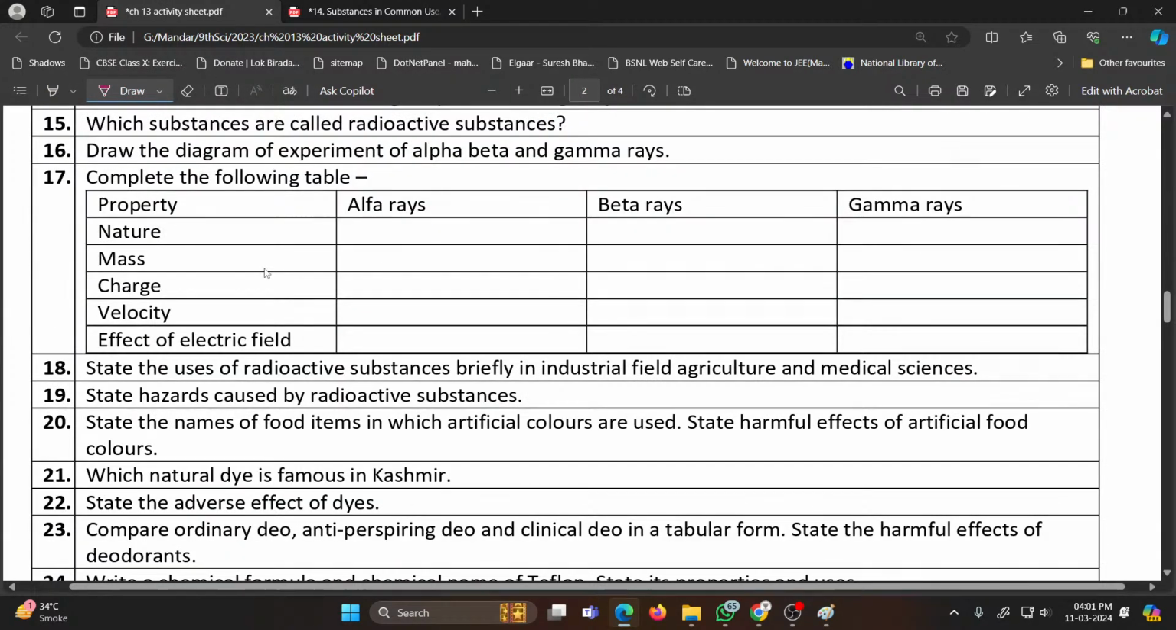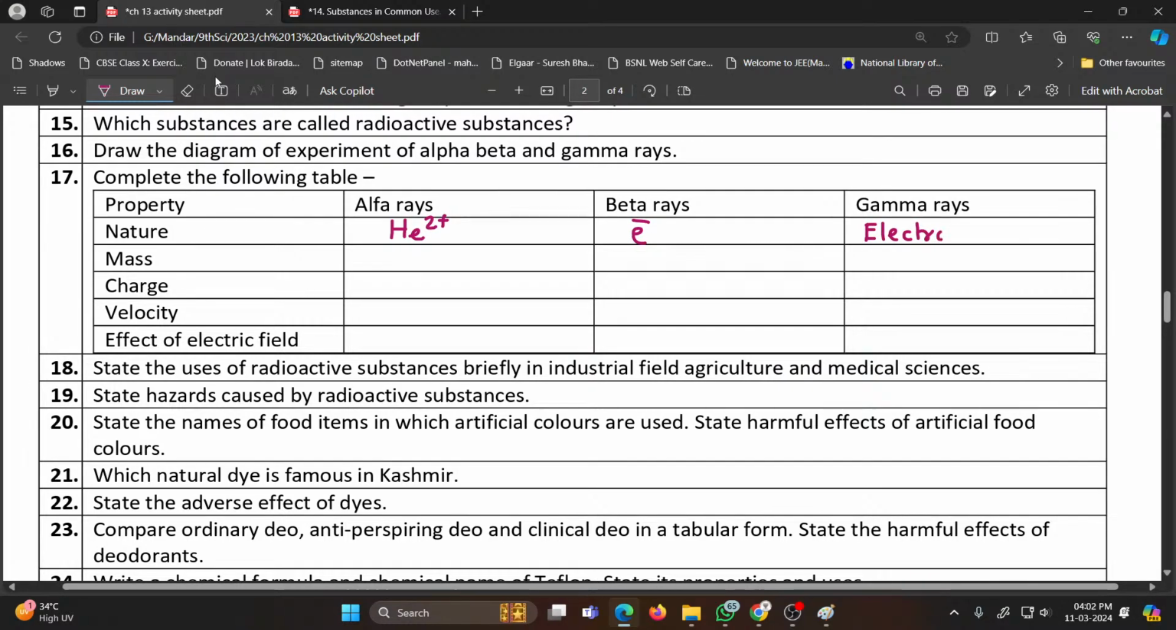Complete the following table. The property, nature: alpha rays are helium nuclei, that means He 2+, having a mass of 4 units and having 2+ positive charge. Beta rays are actually electrons, negatively charged particles with negligible mass, and the gamma rays are electromagnetic radiations, electromagnetic rays you can call them.